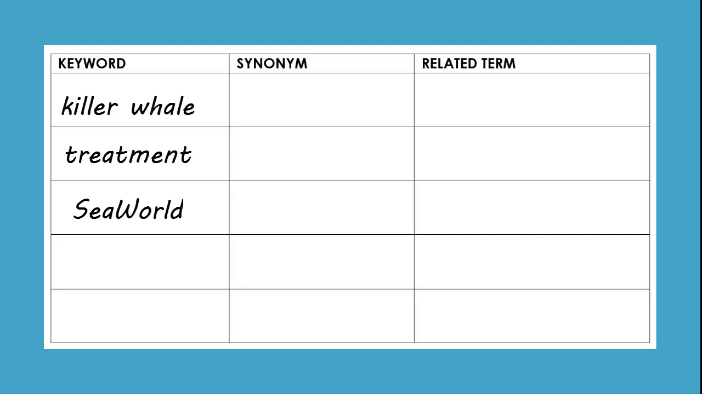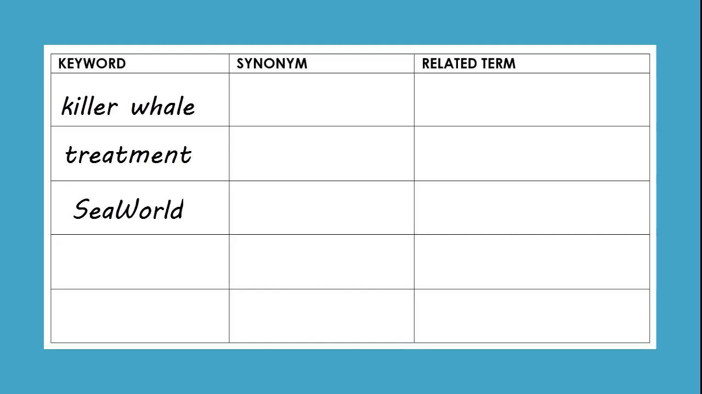Next, I'm going to generate more search terms. There are 3 ways to do this. First, you should look for synonyms. Those are words that mean more or less the same thing as the original keyword. You should also look for broader or more general terms. And finally, try to identify narrower or more specific terms.